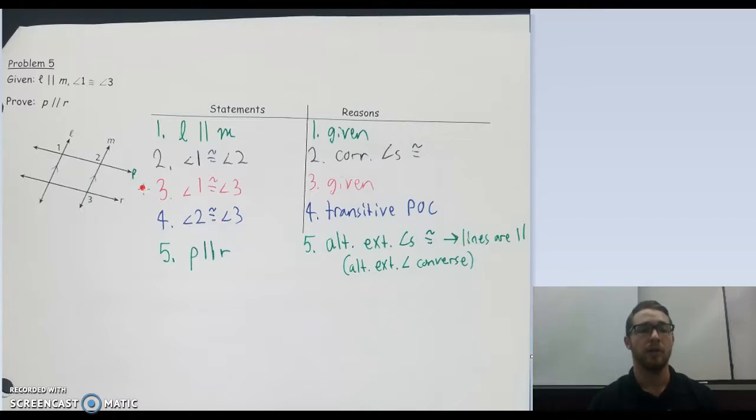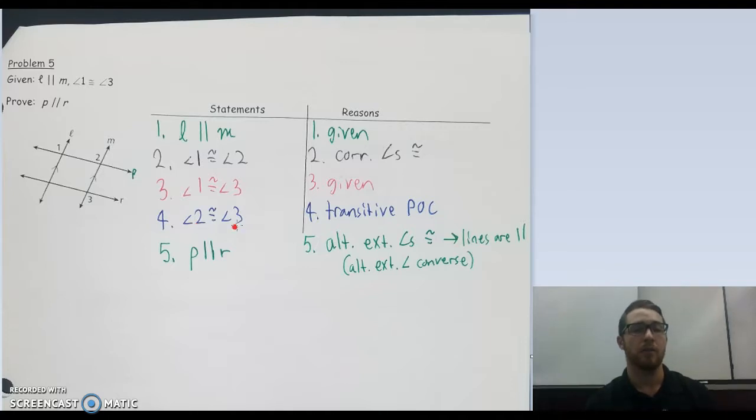So now that I know that 2 and 3 are the same, if I look back to my diagram, it looks like 2 and 3 are in alternate exterior positions. Again, exterior because they're outside of the lines p and r. I had the label there because it didn't have a label. And alternate because it's on opposite sides of this transversal. I have 2 on the left-hand side, 3 on the right-hand side. So alternate exterior angles, if I know that they're congruent, so I already had a step saying 2 and 3 were congruent.